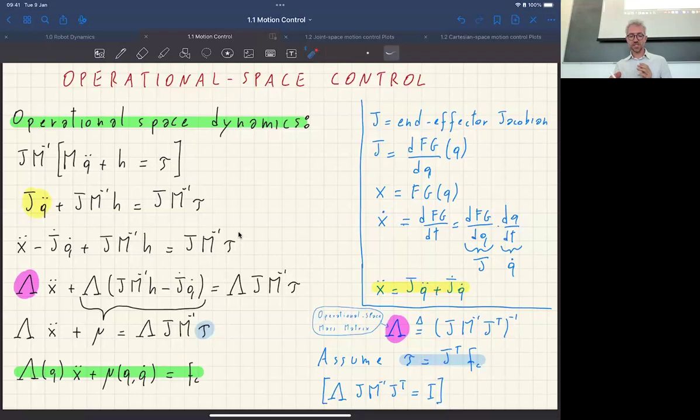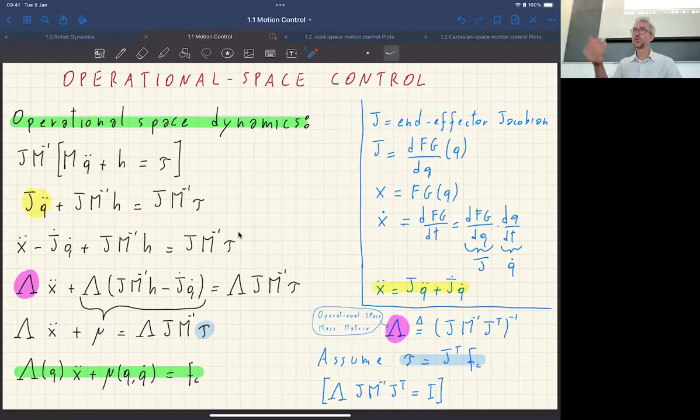So we can basically do a bit of math and get an expression that looks a lot like this one, which is the standard dynamics of a robot, which is in joint space, but it's going to be expressed in quantities in Cartesian space. And then once we have that dynamics in Cartesian space, we can design a Cartesian space controller in the same way we have designed a joint space controller before.